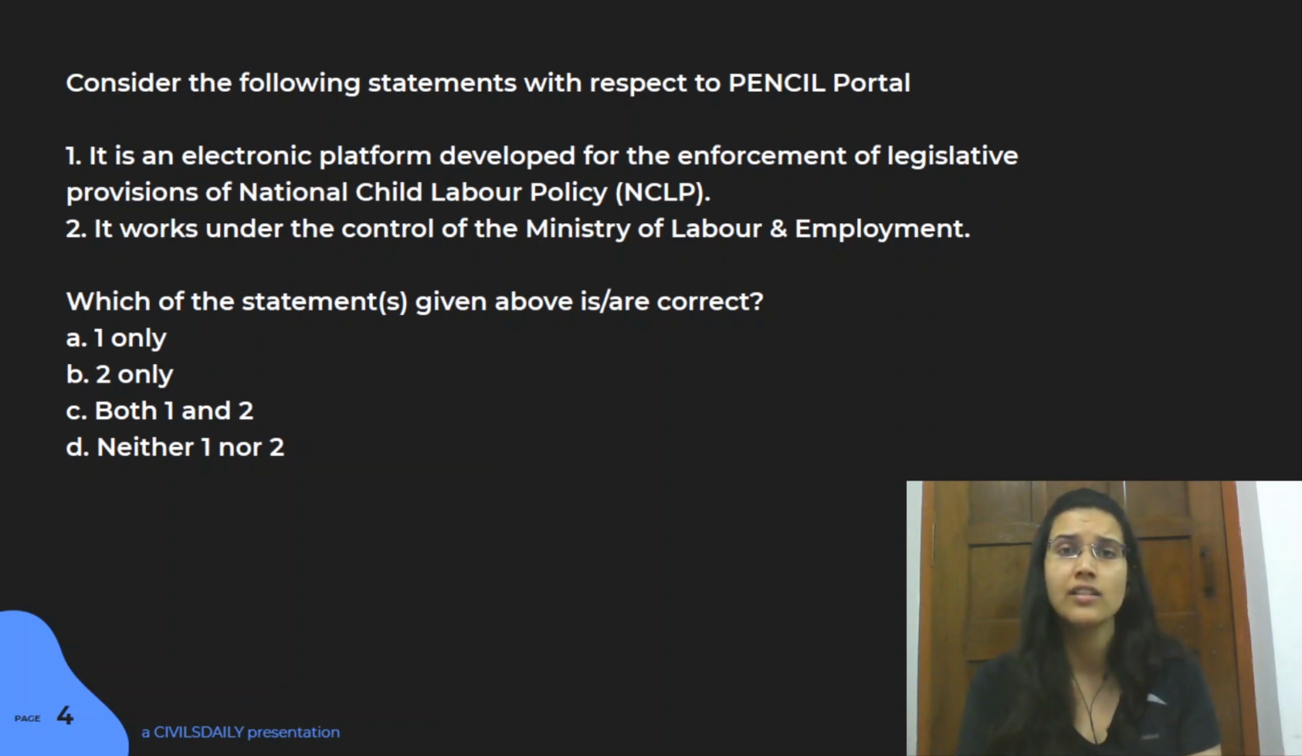Another thing is, remember, labor is a concurrent list item, right? So even the state government is going to have a lot of role to play here, so that this particular portal is worked or enforced in a proper way. That is necessary, that both the state and the center work together for effective implementation of this particular policy, so that child trafficking can be reduced, right? So that was the Pencil portal.